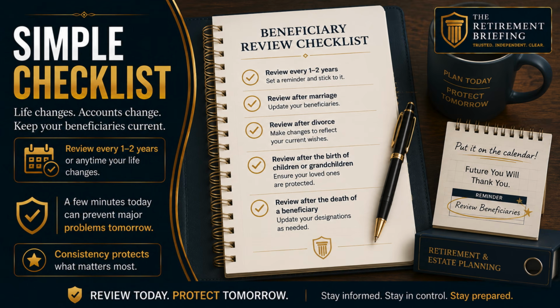Second, review beneficiary information after major life events. Marriage, divorce, remarriage, the birth of a child, the death of a family member, or significant changes in family circumstances are all good reasons to revisit your beneficiary designations. Third, confirm both primary and contingent beneficiaries. Many people remember to name a primary beneficiary, but forget to establish a backup. Contingent beneficiaries can provide an additional layer of protection if circumstances change unexpectedly.